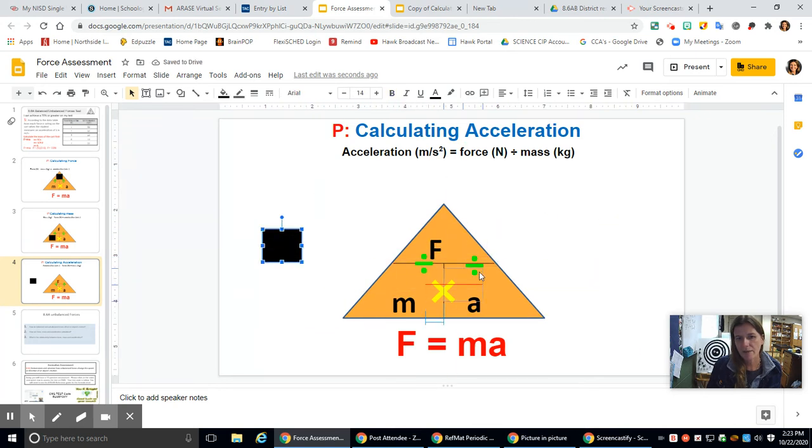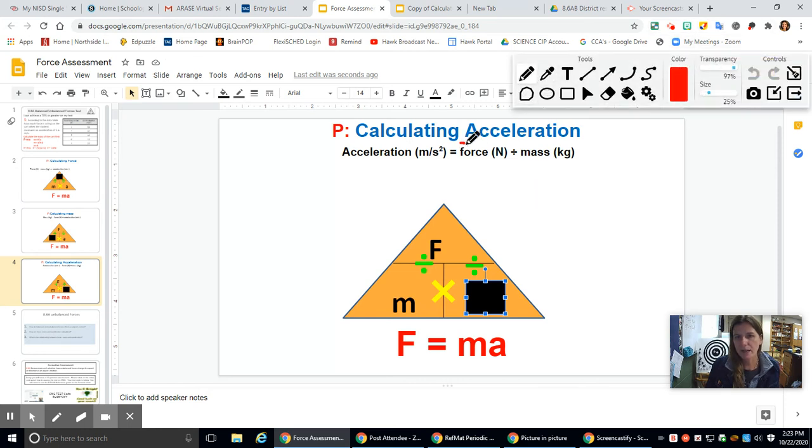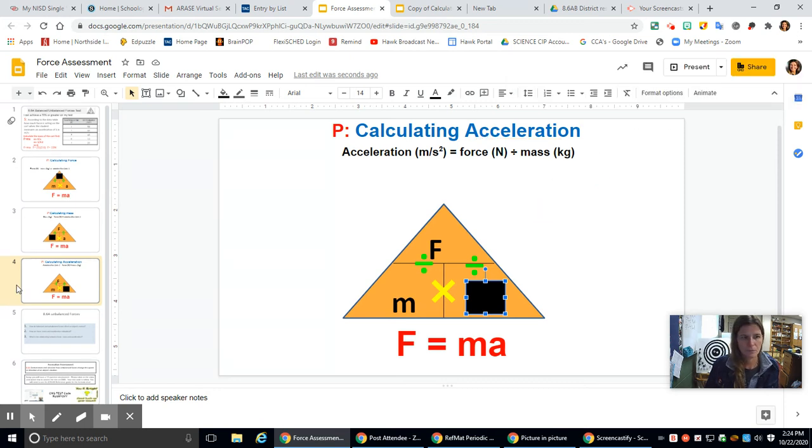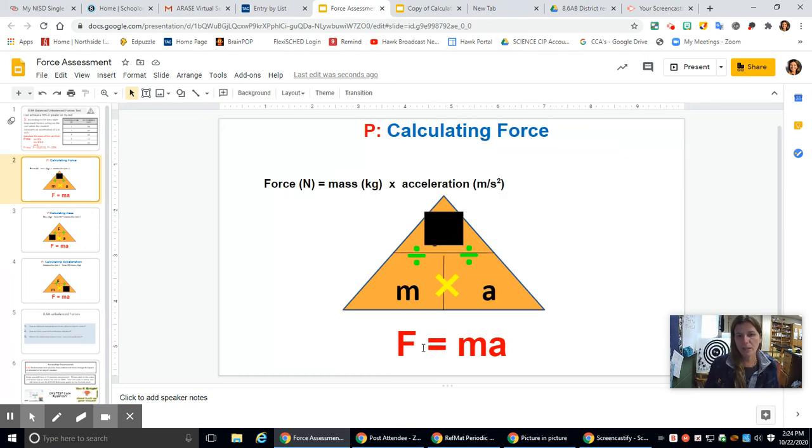If we want to calculate for acceleration, we're going to cover up our acceleration variable, and our formula reads force divided by mass. So let's get a pen and write that. If we're calculating acceleration, we want to do a formula. Acceleration equals force divided by mass. Now I have a formula for acceleration. So on today's assessment, I highly recommend drawing a formula triangle. Get your formula for net force into your triangle, and then use that formula triangle to get a formula for mass and acceleration.